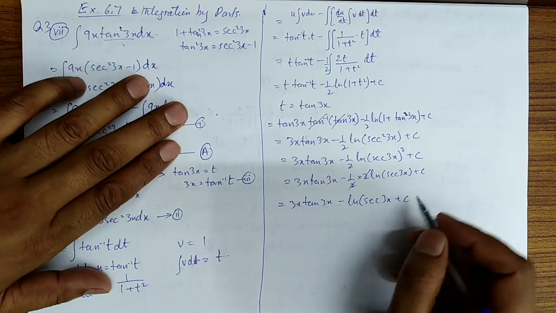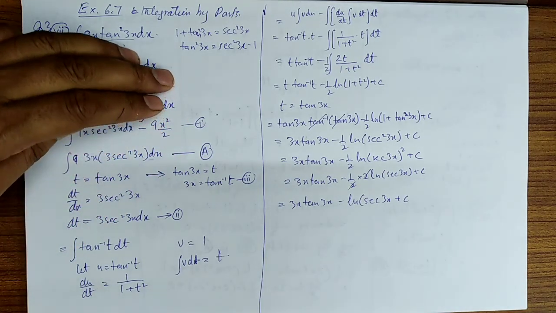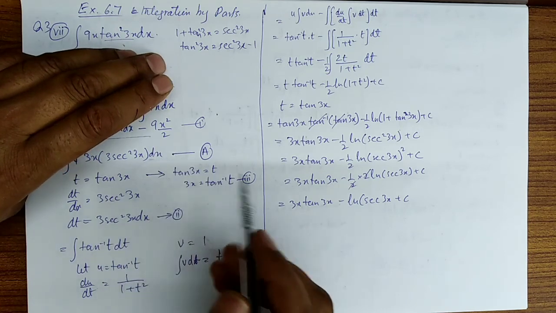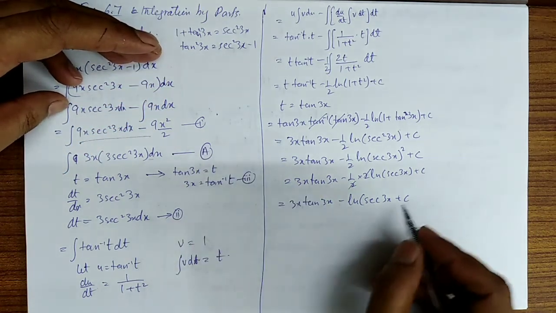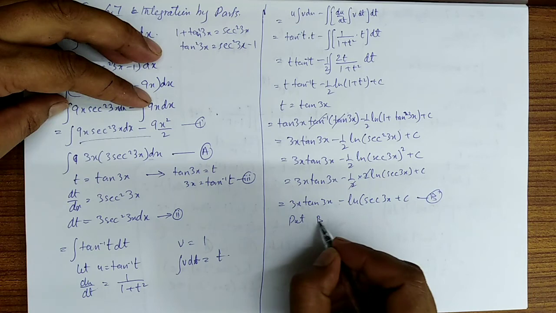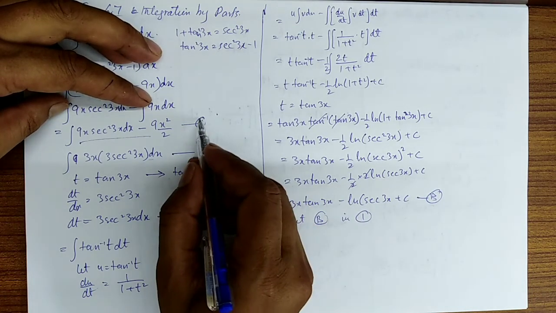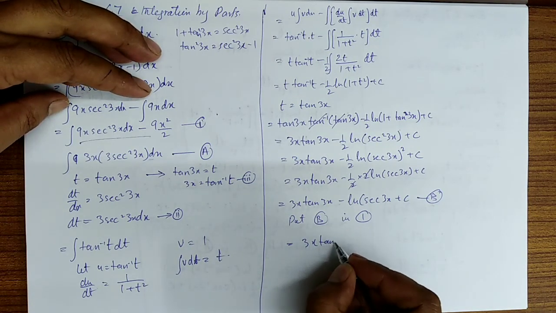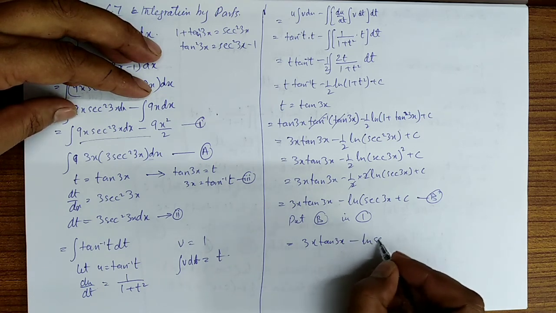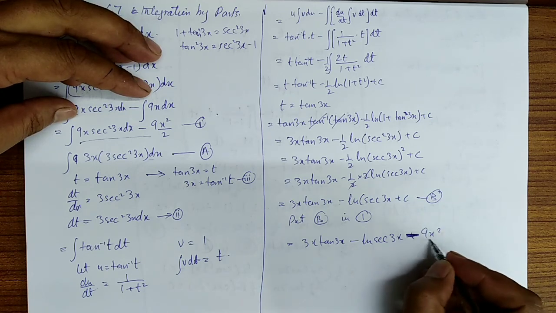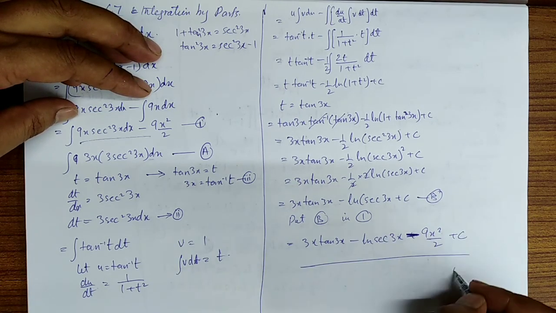So now by putting this whole value, this b, in equation 1, we can write 3x tan 3x minus ln sec 3x, plus minus 9x square upon 2 plus c. This is our final answer.